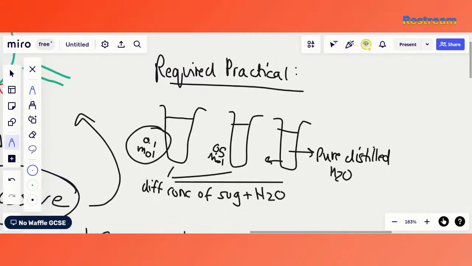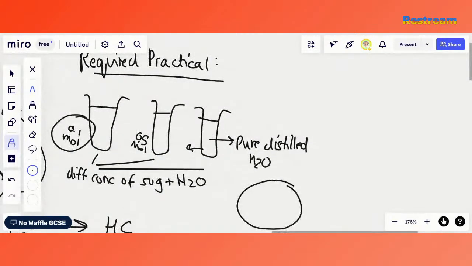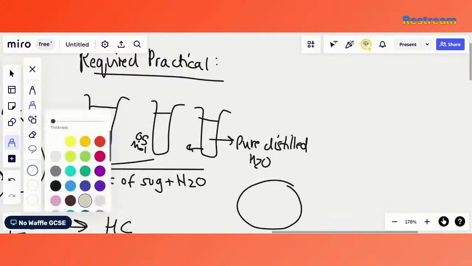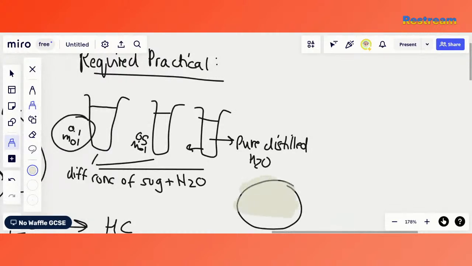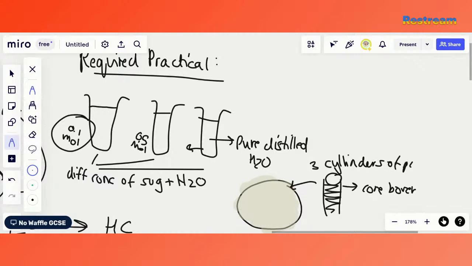And then what you're going to do is get a potato, and with that potato, you're going to use a core borer, which is just this metal thing. You can use a core borer to get 3 cylinders of potato. Now, the independent variable, what you're changing here, is the solutions, the different concentrations. The dependent variable, what you're measuring, is the change in volume of the potatoes.